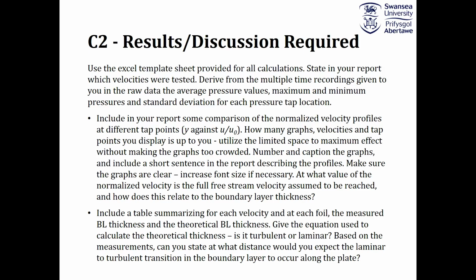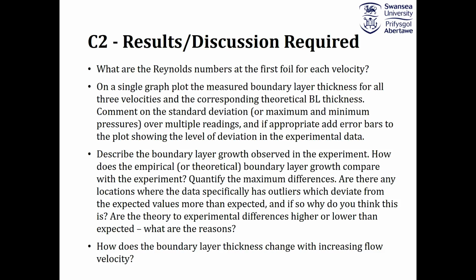Based on those measurements, can you state at what distance you would expect the laminar to turbulent transition to occur along the plate? That's what I've just done there, trying to get my theoretical and measured curves to match. Based on that, you can infer at what points you are expecting the transition to occur. What are the Reynolds numbers at the first foil for each velocity? Just a sentence.